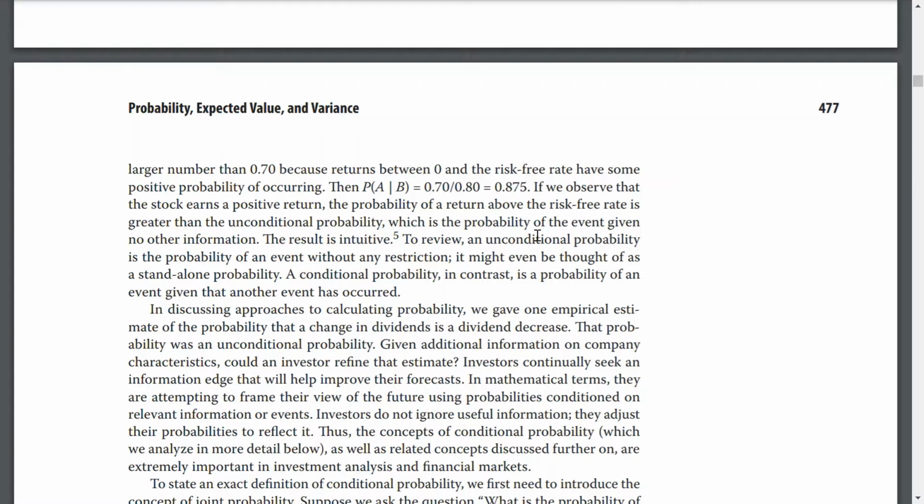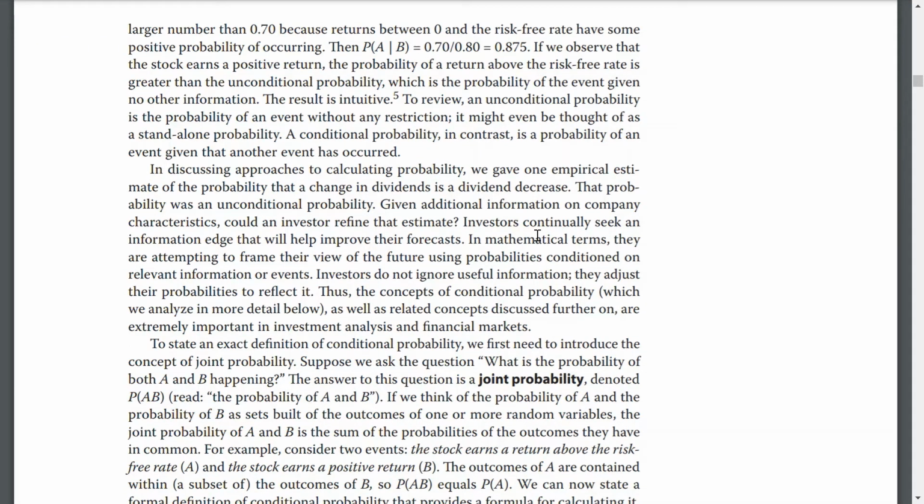If we observe that the stock earns a positive return, the probability of returns above the risk-free rate is greater than the unconditional probability, which is the probability of the event given no other information. The result is intuitive. To review, an unconditional probability is the probability of an event without any restrictions. It might even be thought of as a standalone probability. A conditional probability, in contrast, is the probability of an event given that another event has occurred.